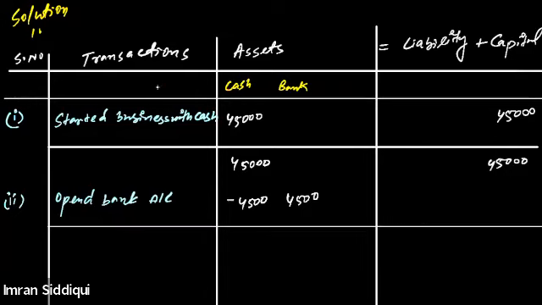So 45,000 minus 4,500, you will get 40,500, plus the bank balance 4,500. On the liability side, we have zero liability, but 45,000 will still be there by way of capital. So this side is equal to this side. Yes or no? 40,500 plus 4,500, you will get 45,000.